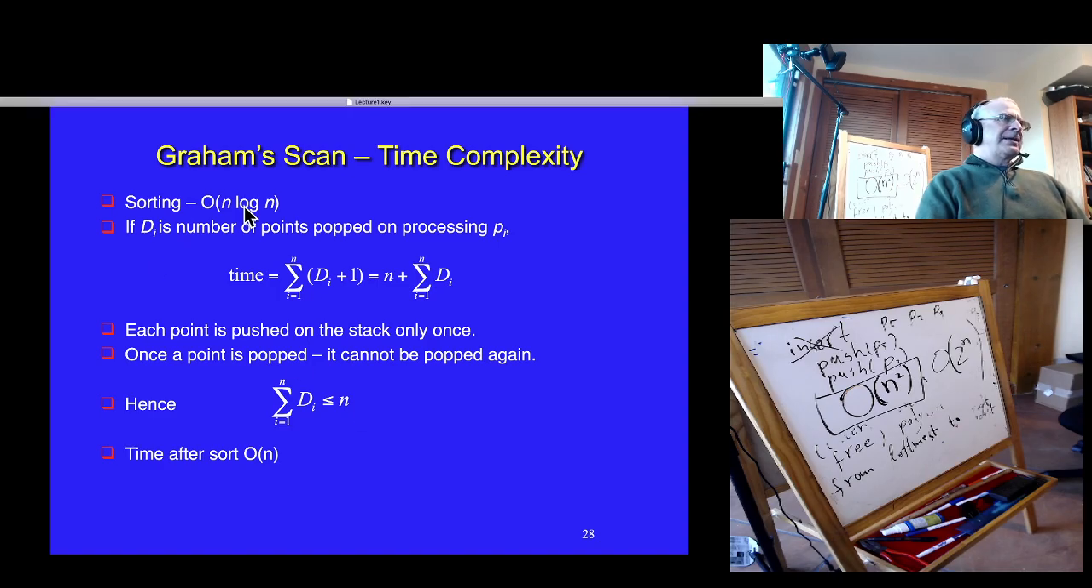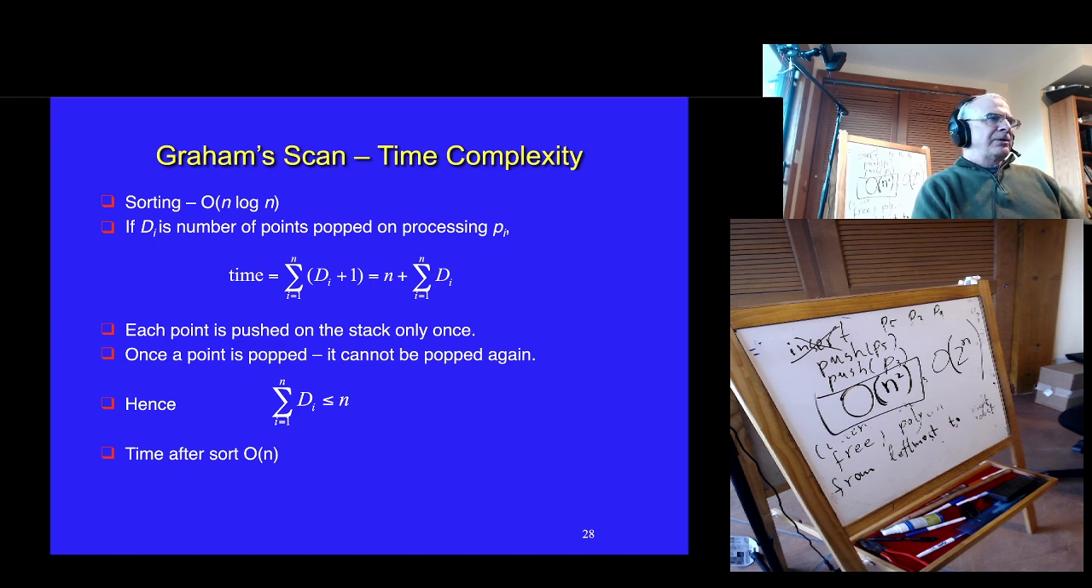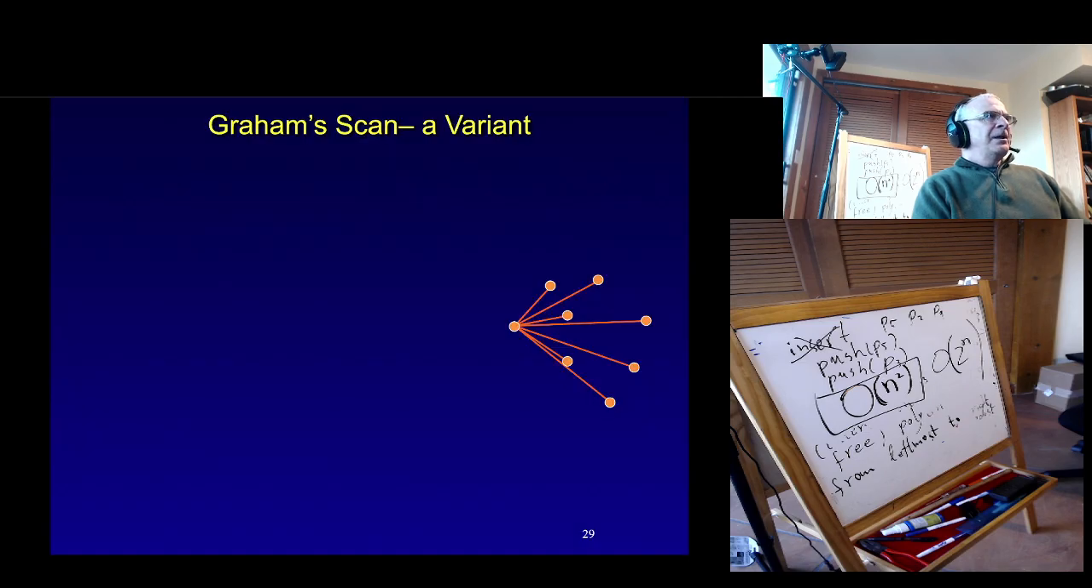So the only part that takes n log n is only the sorting of the points. Here's another version of a Graham scan algorithm. In this variant, I don't run the algorithm twice, once for the upper and once for the lower.